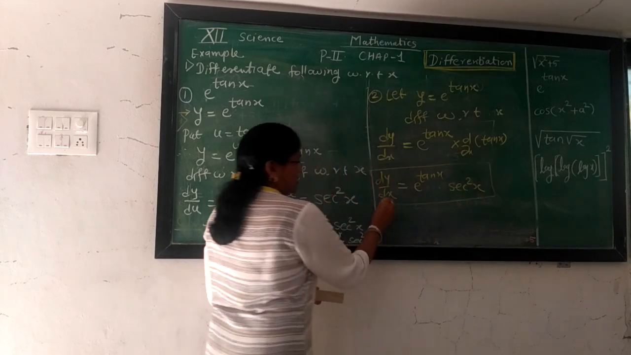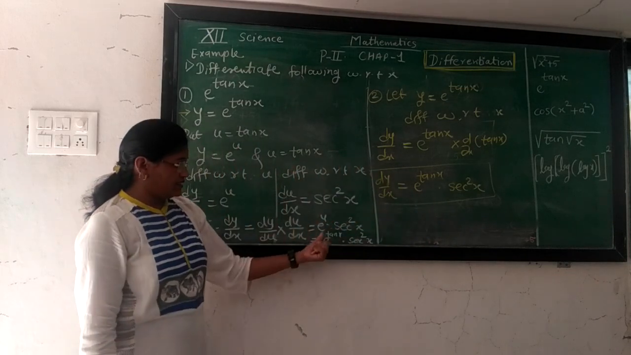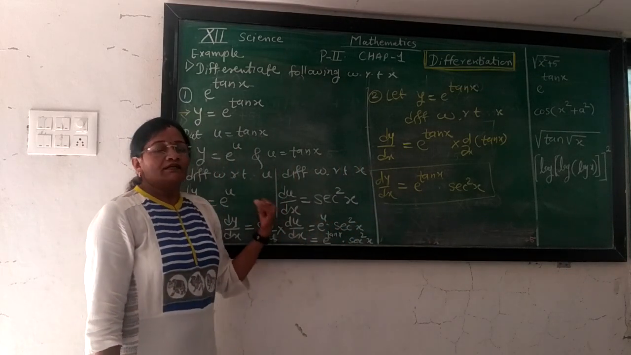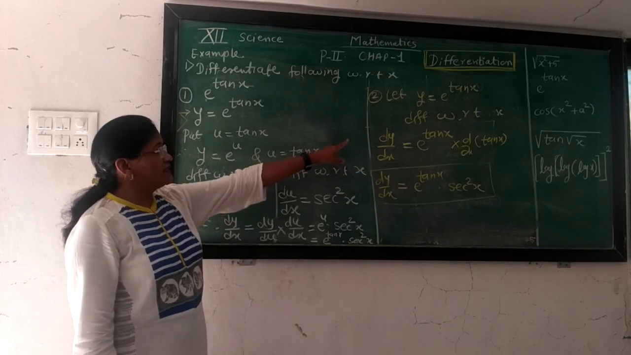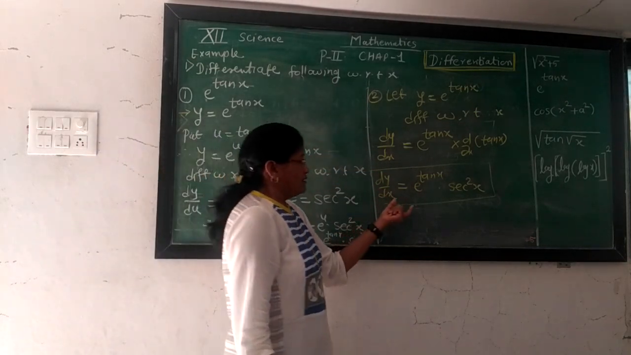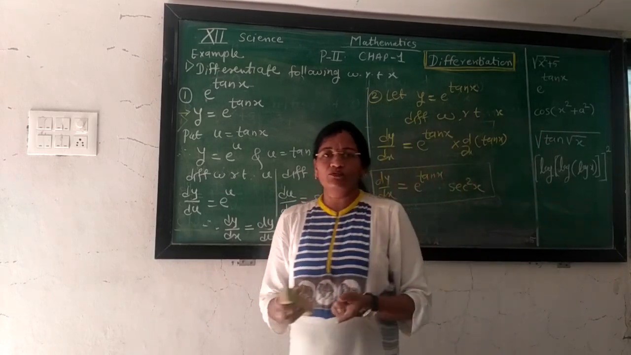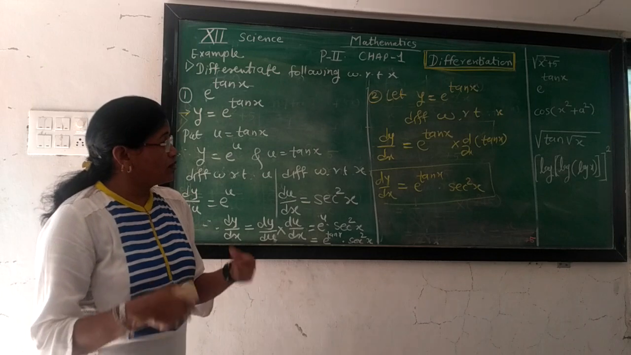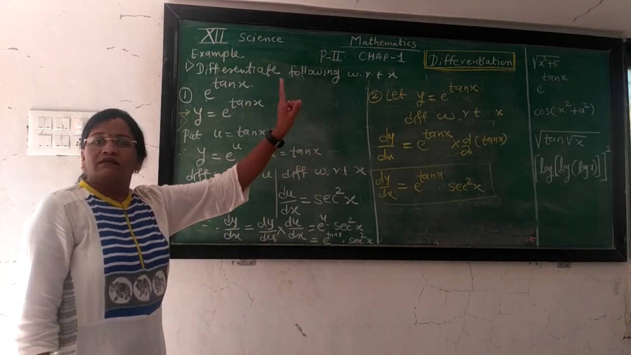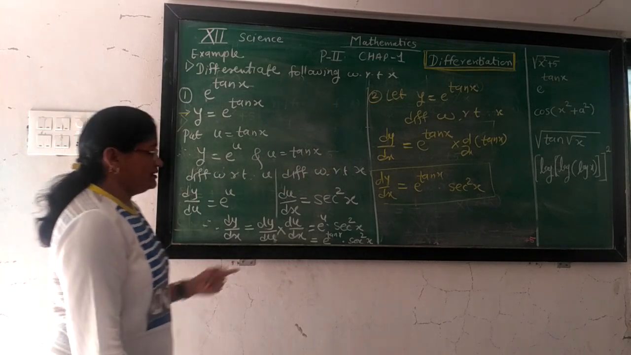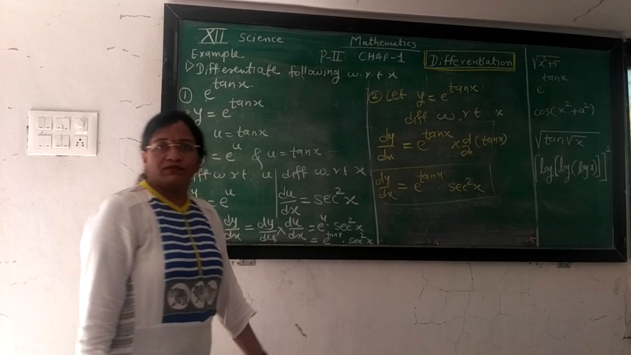So take the derivative by the direct method. This answer is e raised to tan x into sec square x, which is similar to that of e raised to tan x into sec square x by the chain rule. But this is a very easy method, and the steps are very nice for solving examples which are a composition of two or more than two functions. So for this case we always use the second method, which is very easy. So understand this for the derivative of a composite function.